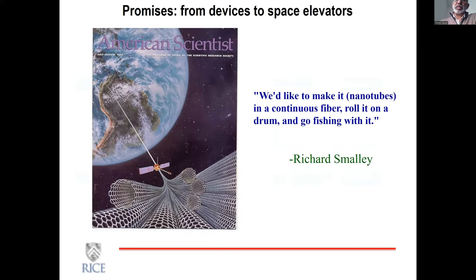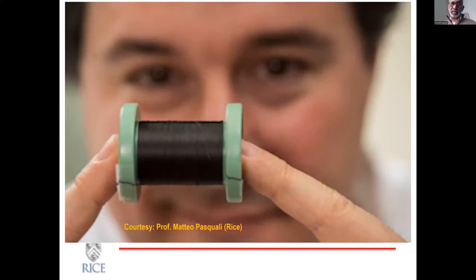But that being said, even from the very beginning, there was no dearth of brave statements, like what Smalley used to say, that you could take a nano fishing rod and go fishing with it. I think the difficulty involved in doing something like that, we have realized slowly but surely. It has taken a very long time to actually be able to spin these types of fibers continuously and routinely. This is actually from my colleague Matteo at Rice, who was able to use wet techniques, acid techniques, to make an almost continuous pull of nanotube fibers.